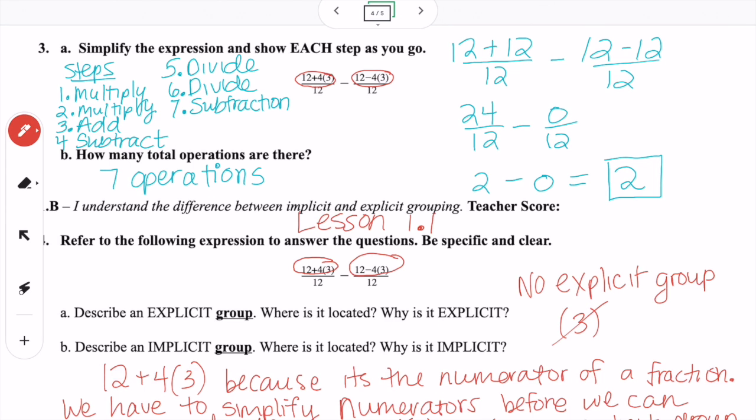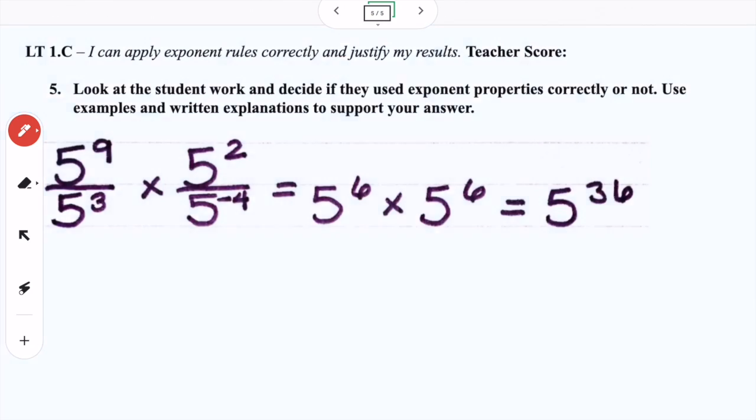Let's look at the very last question, which is on Learning Target 1C, applying exponent rules correctly and justifying. We had a lot of notes on exponent rules. I decided not to copy all 5 rules. I'm just going to mention them as I go. So we're looking at some student work. We're trying to decide if they use the exponent properties correctly.